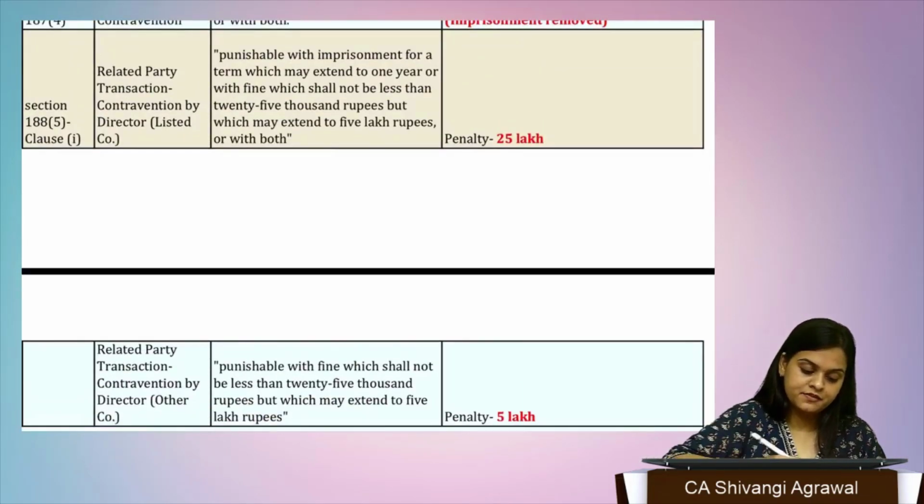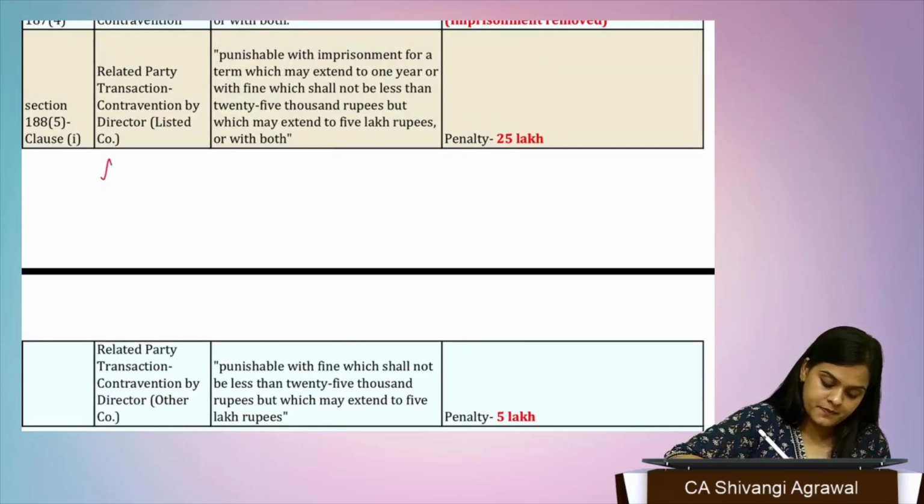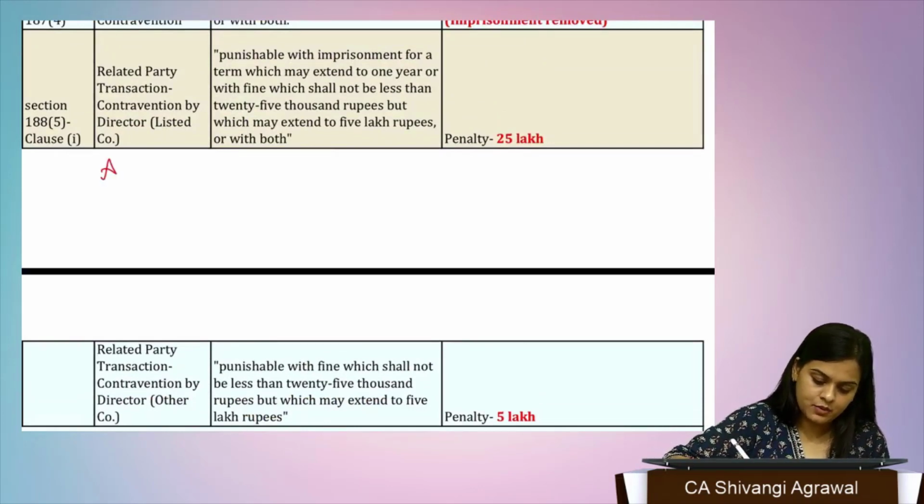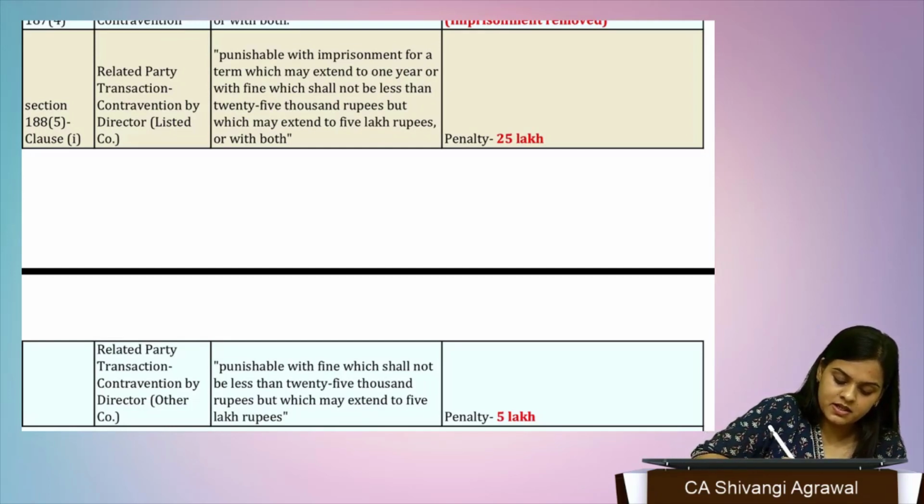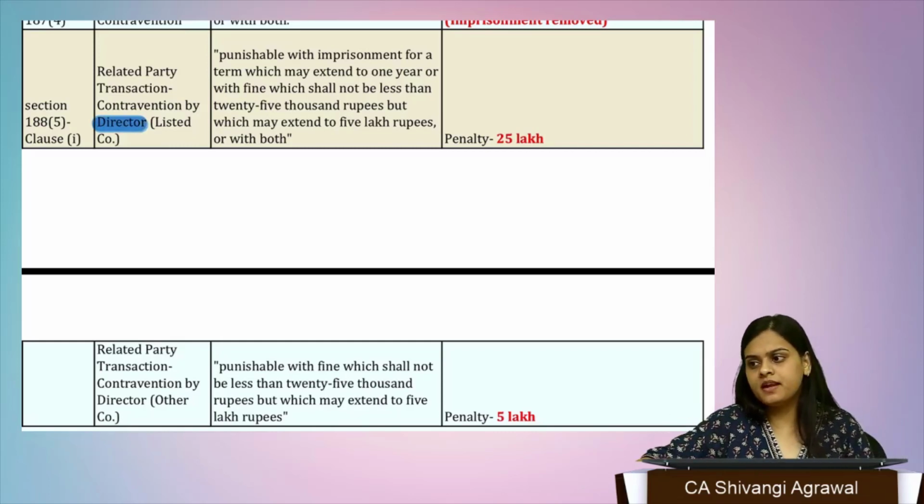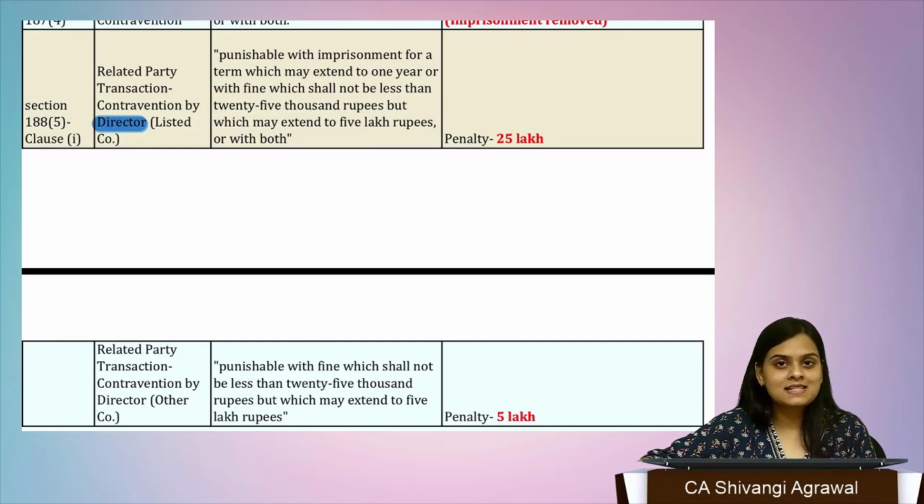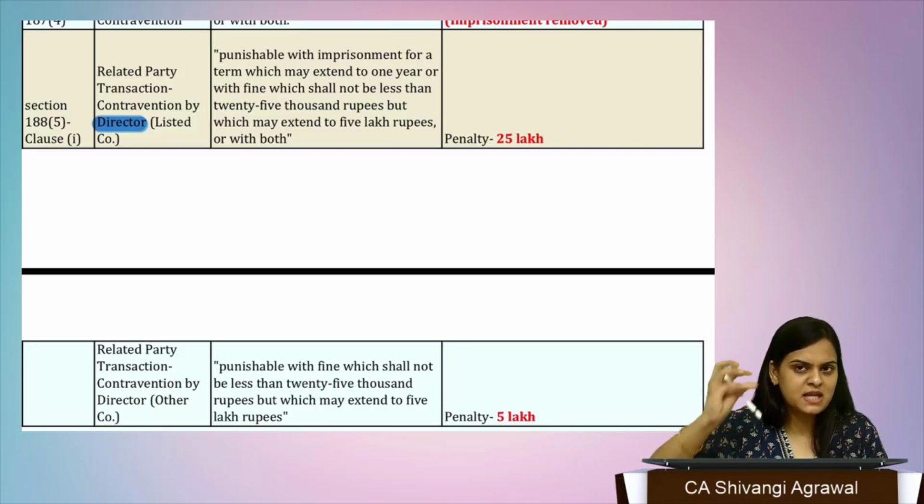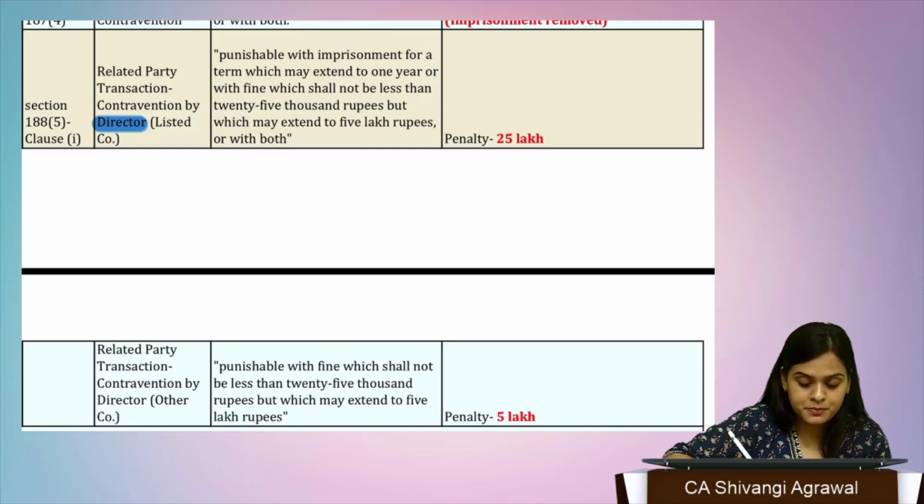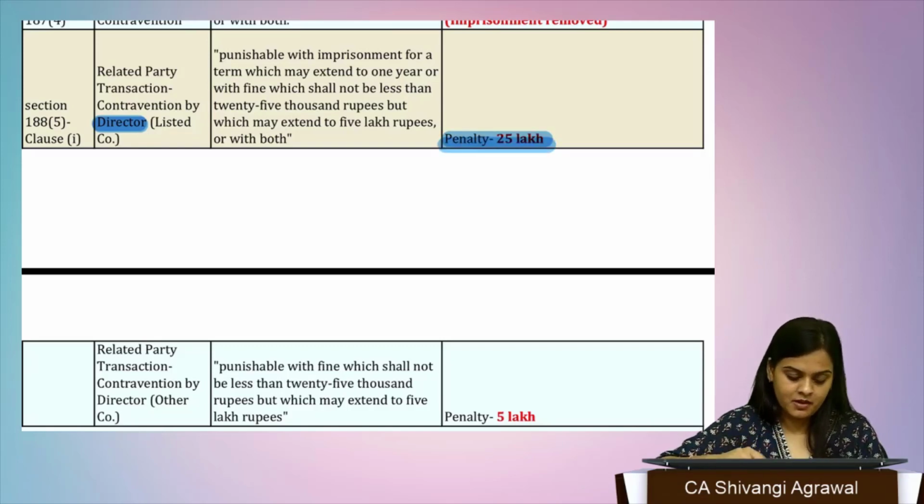If you want, you write over here. I have already written this. This is a related party transaction, the contravention by a director or any other person. If any director or any employee of the company has entered into such a contract or has authorized such a contract, that particular person will be liable to penalty. This penalty is not on the company.